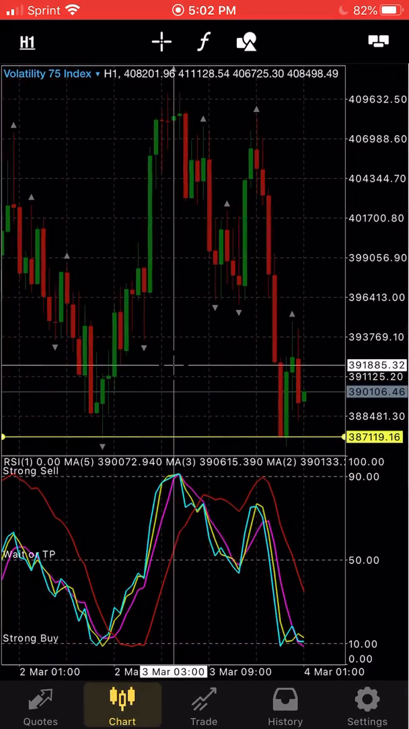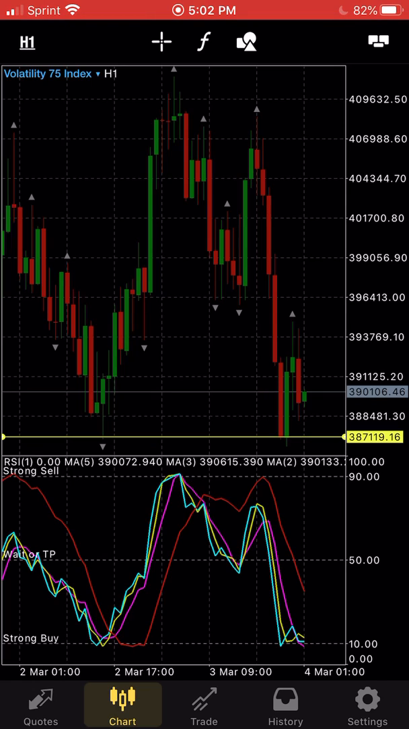So there are many ways where you can figure out the condition of the market, because we know sometimes the market can range. Volatility index is not an exception. Sometimes volatility 75 index can be on a ranging mode. So we always try to know the condition of the market. But most of the time, volatility 75 index is a trending index.